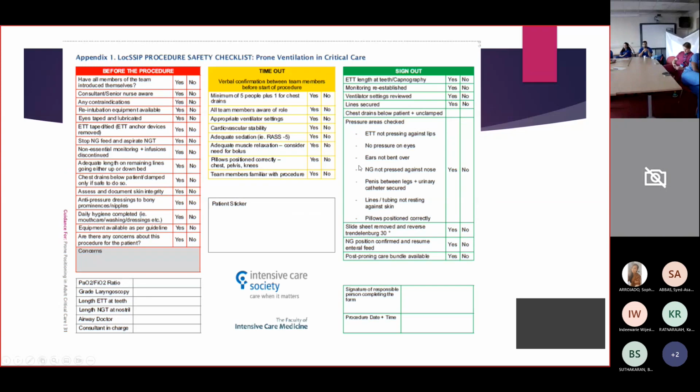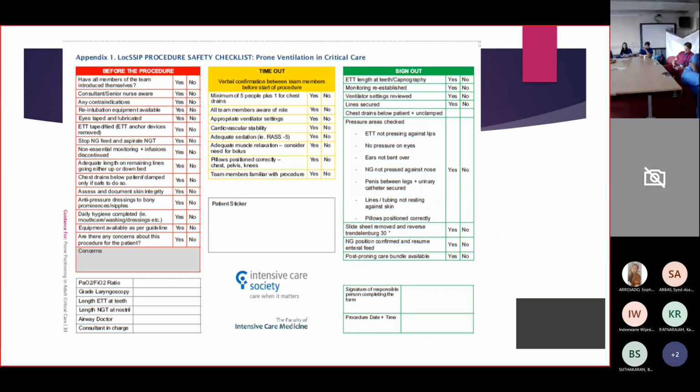So this is a copy of the checklist that we have. I'll run through it quickly. Before the procedure, have all the members of the team introduce themselves. Is a consultant or a senior nurse aware? Are there any contraindications? Is re-intubation equipment available? Are the eyes taped and lubricated? Is the endotracheal tube taped or tied?